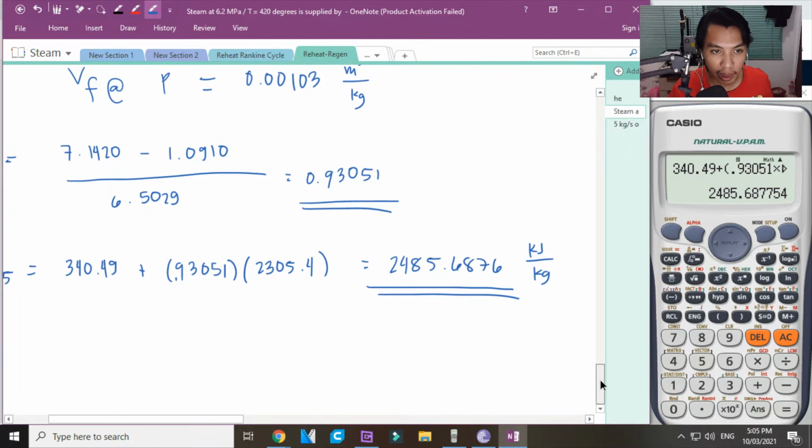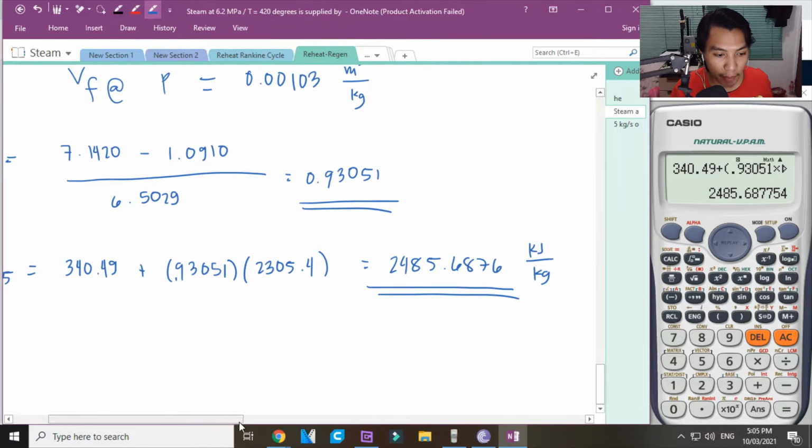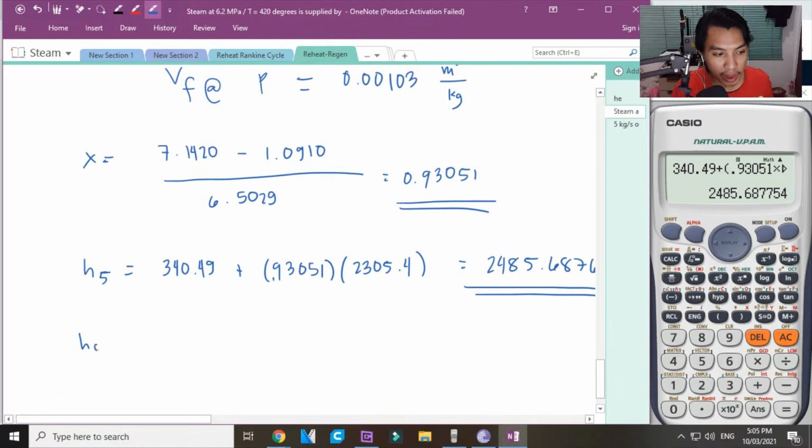Look at our diagram. H6 is HF at P5. H6 is equal to HF at P condenser. So that is 340.49 kilojoule per kilogram.